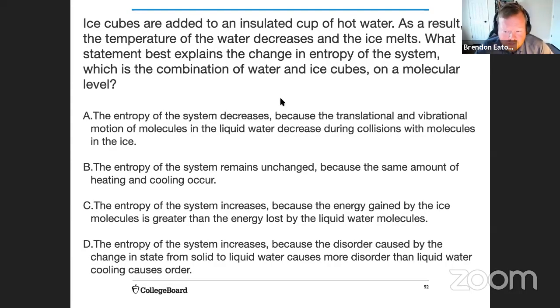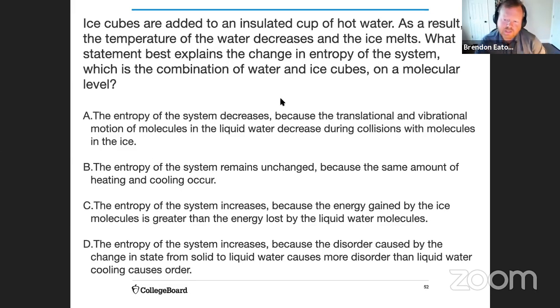So I'm left with answer choice C and D. Both of those increase. So let's take a look at C. C says the entropy of the system increases because the energy gained by the ice molecules is greater than the energy lost by the liquid water molecules. I want to remind you that this system is inside of an insulated cup. So if there was a greater energy gained by the ice than the energy lost by the liquid water, that just doesn't make a whole lot of sense. So energy should stay constant inside of your closed system, assuming that it's a closed system.